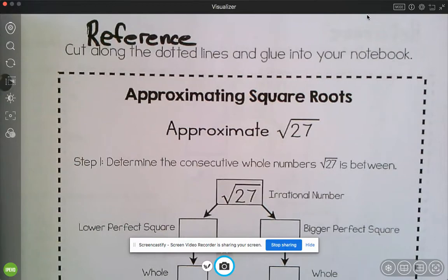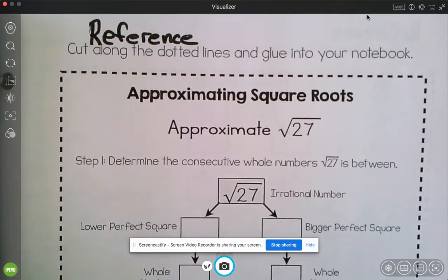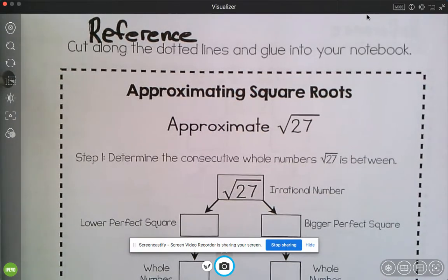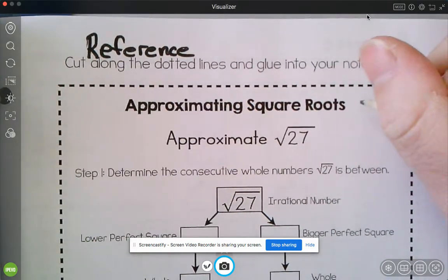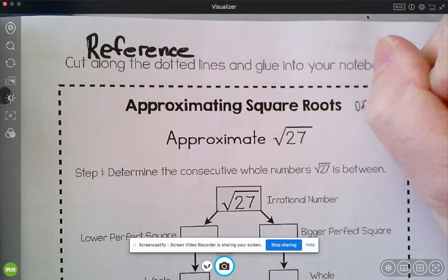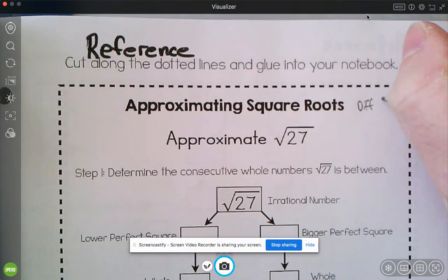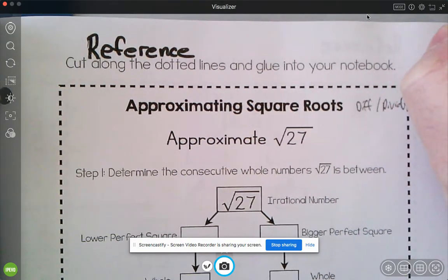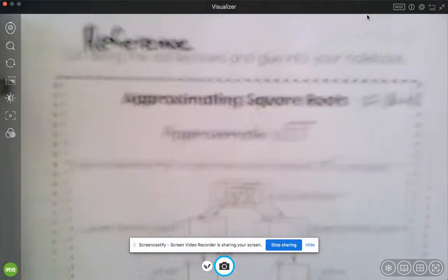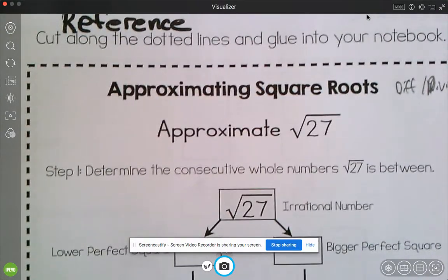All right, in today's video we're going to learn how to estimate square roots. But instead of guess and check, we're going to use what I call a differences and divide type of method. So if you look here, we have the square root of 27.